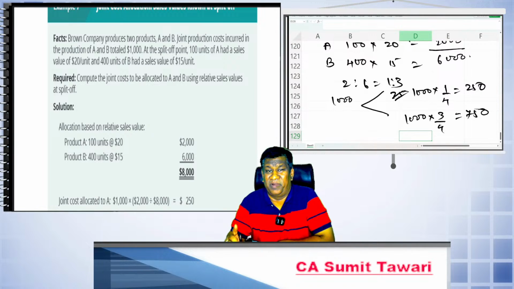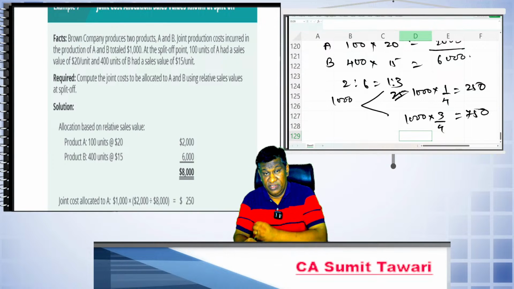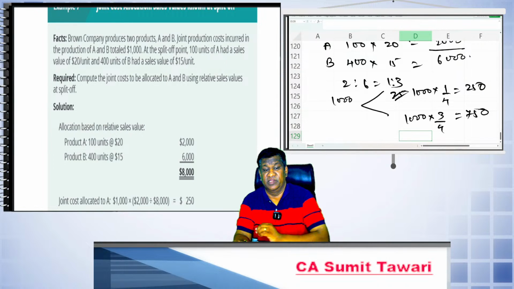Generally, keep in mind, practically the sale value at split off is the same, because we have not incurred the separable cost. But if someone is buying product A and there is a separate market price available, and someone is buying product B and there is a separate market price available, then we need to do it like this. Whatever the sell price available at split off, you need to multiply it with the quantity, and then whatever the amount arises, in that ratio you need to bifurcate the joint cost.